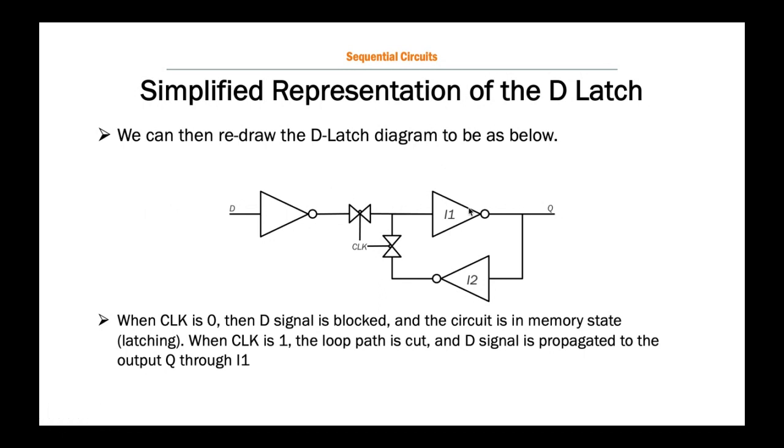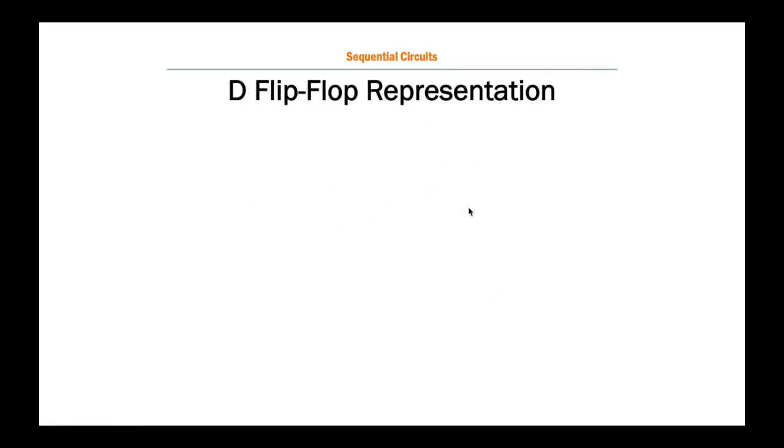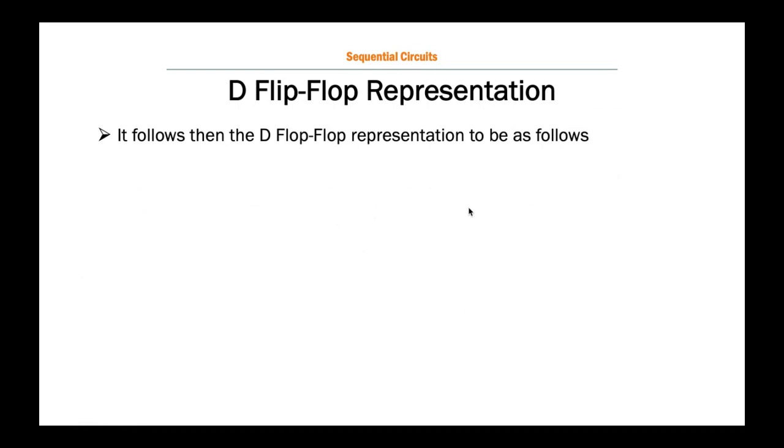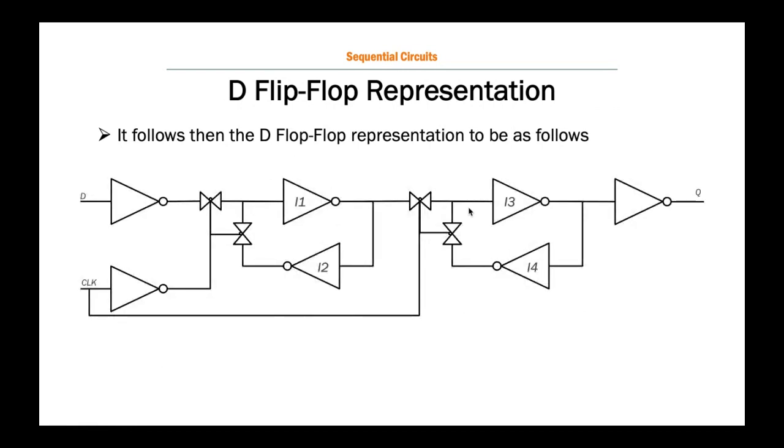Now, based on this, if I would like to use it to represent the D flip-flop, it's going to look like this. This is our master D latch, and this is our slave D latch. These are the two inverters for the master D latch, and these are the two inverters for the slave D latch. This is my D signal, this is my Q, and then I have my clock, but the clock is inverted. So the positive is coming in here, and the negative is coming into this one.